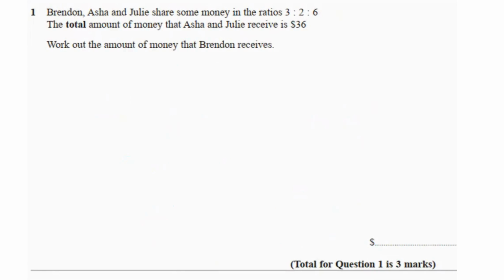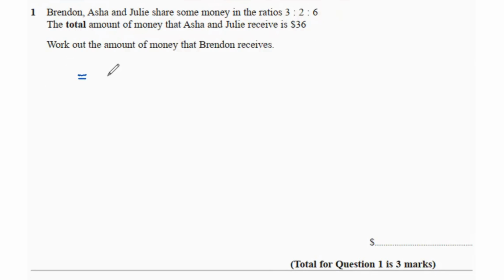Then it says Brandon, Asha, and Julie share some money in the ratio 3:2:6. The total amount of money that Asha and Julie receive is $36. We have to work out the amount of money that Brendan receives. So we have the total amount of money that Asha and Julie receive. So let's create a fraction collectively for Asha and Julie.